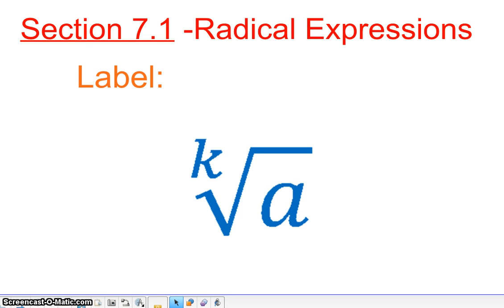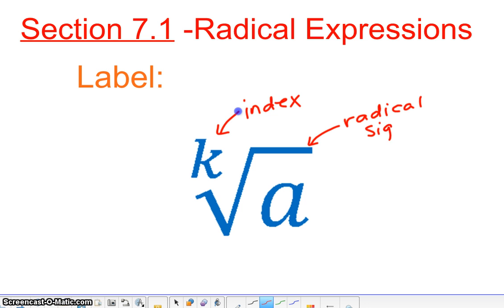So first I want to go over the certain parts of a radical expression, in which the k is going to represent the index. The symbol is the radical sign. And the inside number is called the radicand.